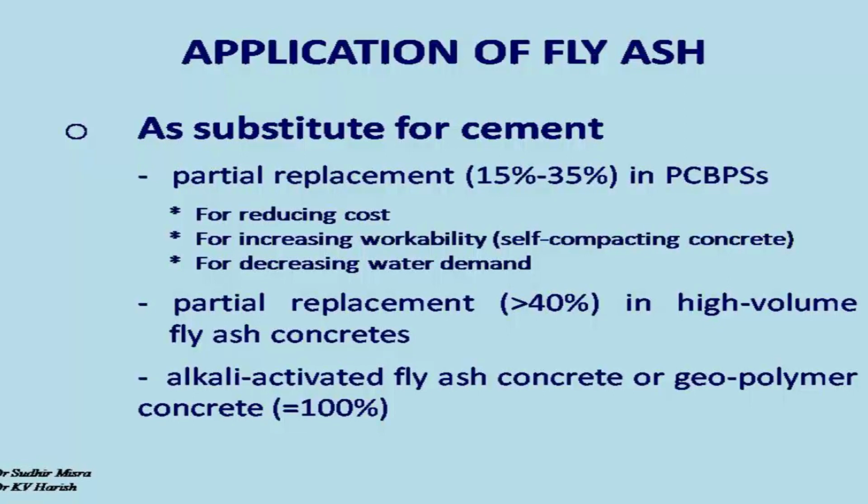However, for high volume fly ash concretes, where we prefer to go for higher dosages primarily with the objective of reducing the cost or reducing the cement content, we can still go greater than 40%. In such cases, we have to take additional quality control measures to check whether the setting time and the strength are achieved at the appropriate periods of curing. In addition, we also have a third category called alkali activated fly ash concrete or geopolymer concrete.